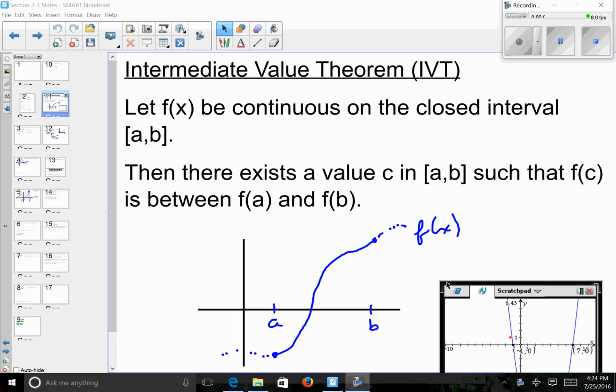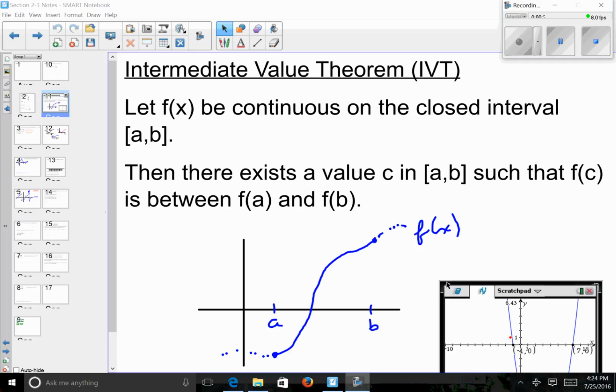So in this video, we're going to look at what's called the intermediate value theorem, or IVT. You are allowed to use the abbreviation IVT. It's just generally recognized to stand for intermediate value theorem. And the intermediate value theorem states that we have a continuous function on a closed interval.